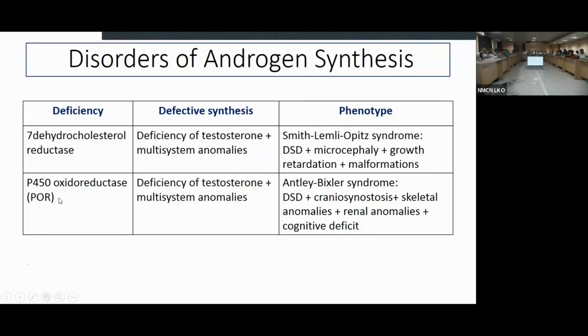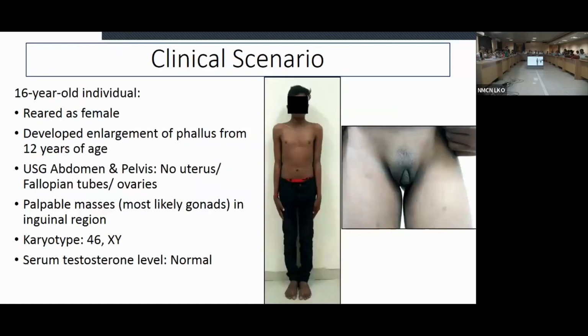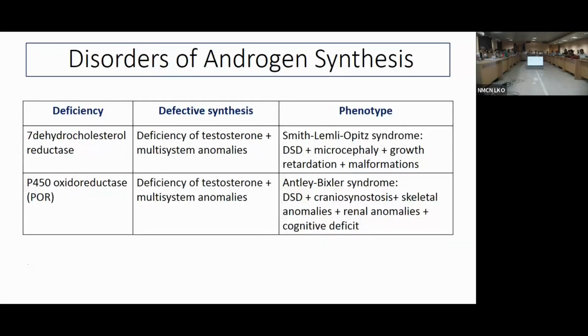Likewise, there's another enzyme which is more proximal in the pathway, this P450 oxidoreductase. So here again, if there is a deficiency, you get a problem not only with the production of testosterone, but other multisystem anomalies. And that includes craniosynostosis, skeletal anomalies, renal anomalies, cognitive deficits. And this condition is called Antley-Bixler syndrome. So you could have these syndromic things also in 46XY DSDs with defective androgen synthesis.